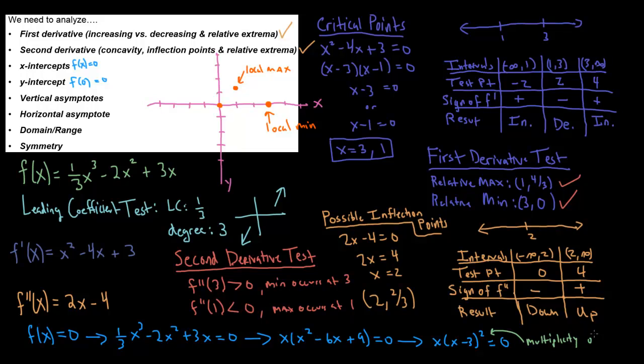We have a multiplicity of 2. It's x minus 3 times x minus 3. Now, do you remember what that means? It means that the graph turns around but doesn't cross the axis. So it means that f touches but does not cross at that point, which makes sense because it's a local minimum.